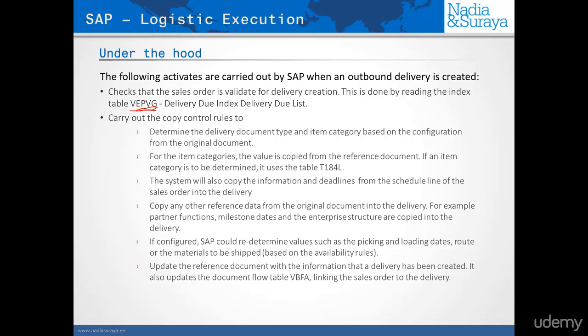If you were to create the delivery via VL01, it would actually read from that table to do all the copy rules. So that is why, sometimes, if you think this delivery is not being selected via the delivery due list, do a quick search in the table VEPVG, the index table, and see if your delivery is in that table.